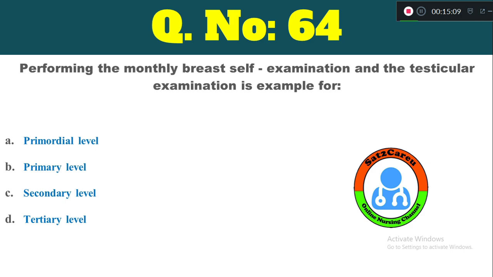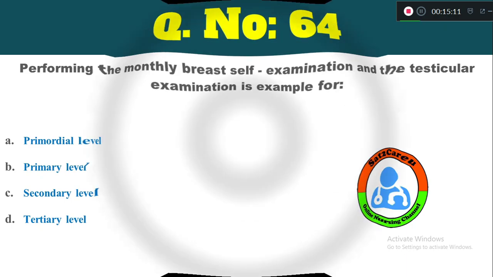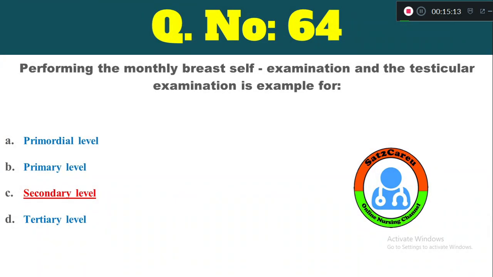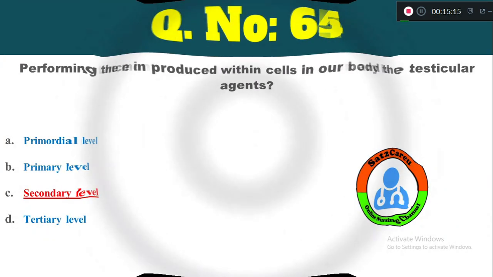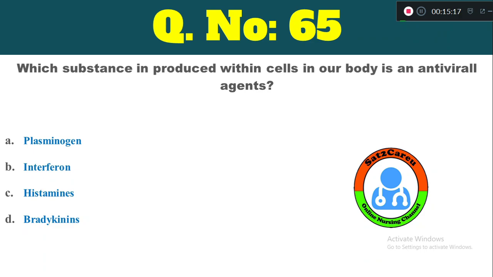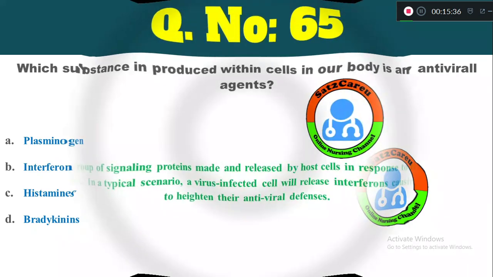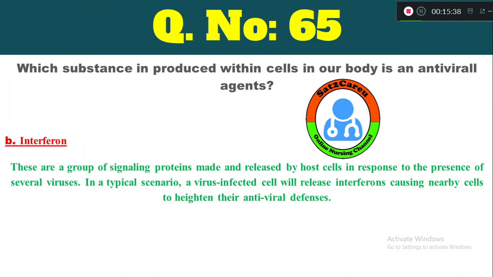So the examination which we perform comes under the secondary level of prevention. Question number 65. Which substance produced within the cell in our body is an antiviral agent? Option A, plasminogen, B, interferon, C, histamines, D, bradykinins. So the antiviral agent, that is the right answer, is option B, interferon.